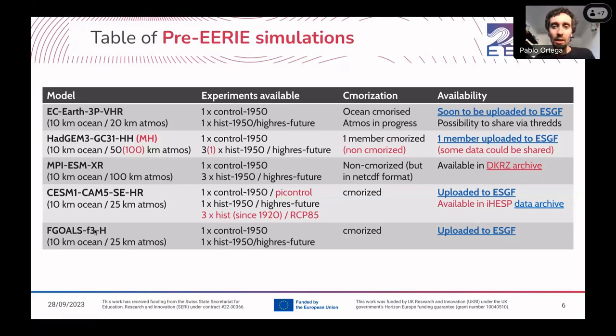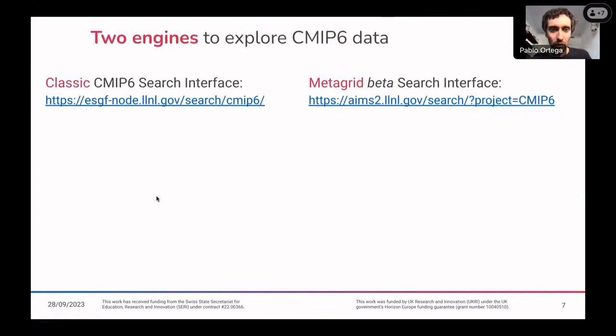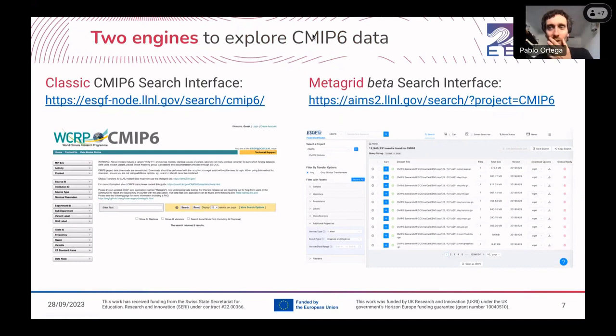Okay. Let me continue. So now about the search interfaces. You have here two screenshots. Those of you that have already been downloading CMIP5 or CMIP6 data will be familiar with this one on the left. There is a new one, and it's a beta version, but works quite well. And we'll talk about the benefits of this one. Yeah, they have the same information, but they work differently.